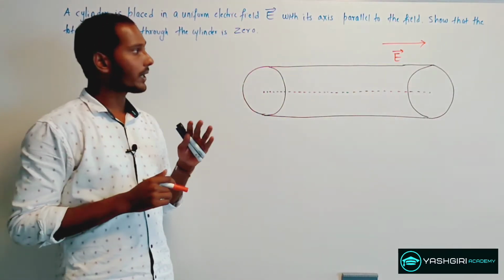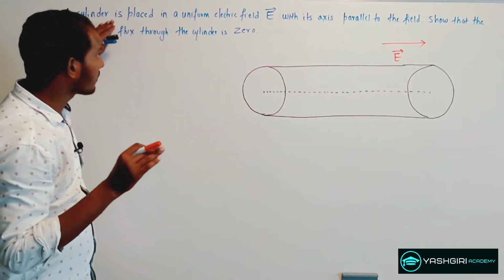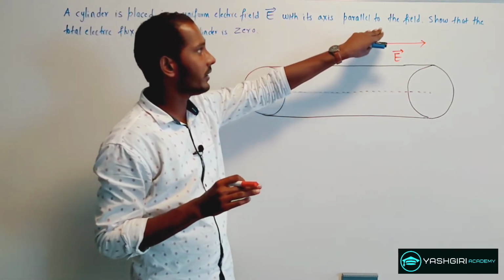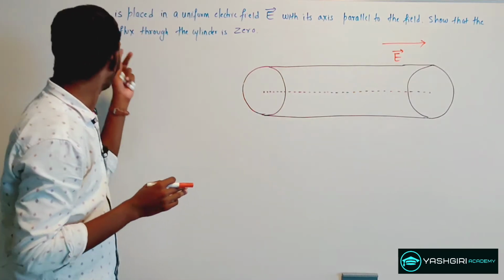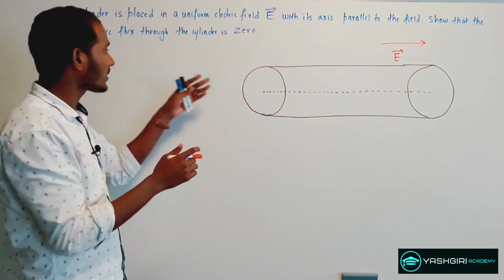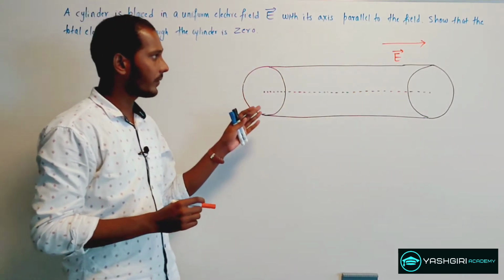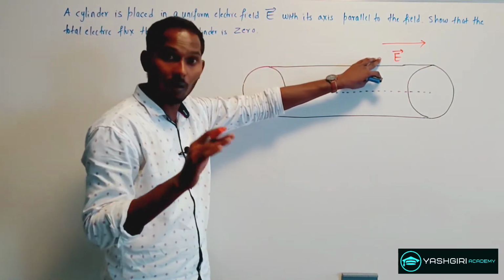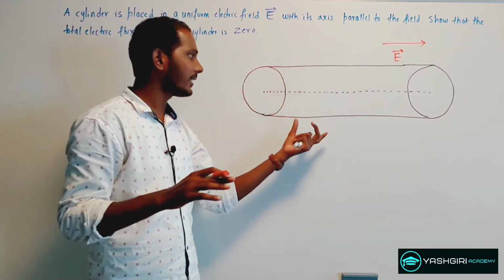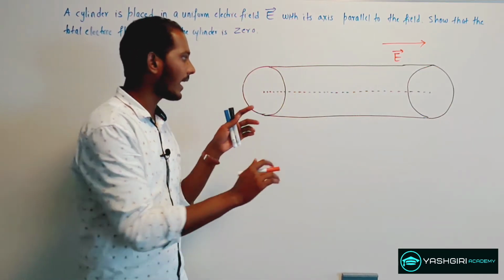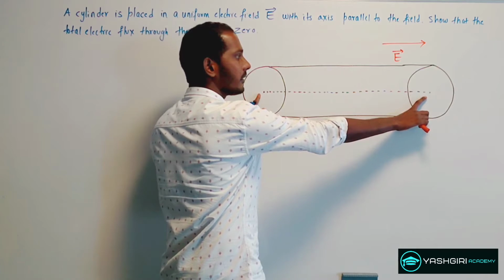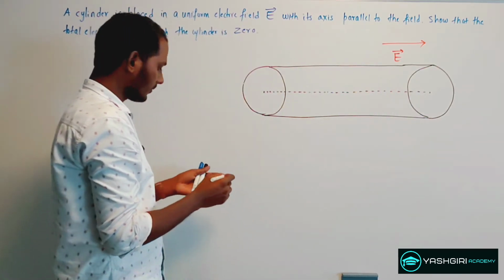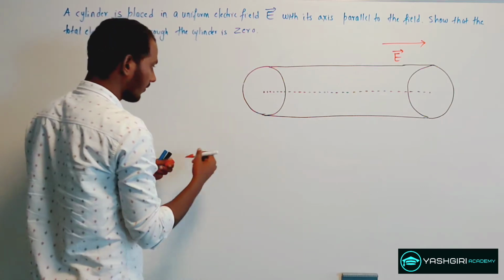Now here in this question, a cylinder is placed in a uniform electric field with its axis parallel to the field, and we are told to show that the total electric flux through the cylinder is 0. The electric field given to us is uniform, and the cylinder is placed in such a way that its axis is exactly parallel with the direction of the electric field. Now here we are interested in the total electric flux.